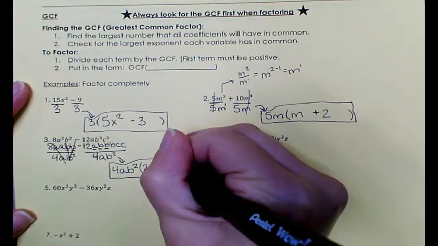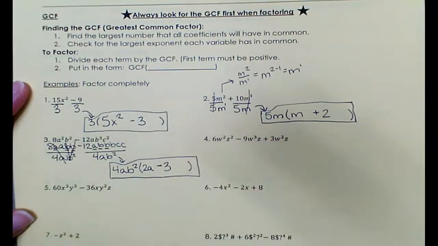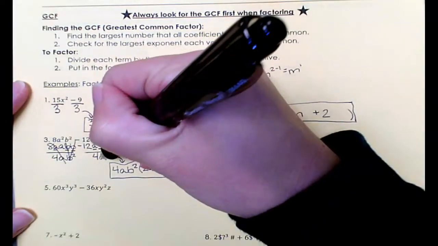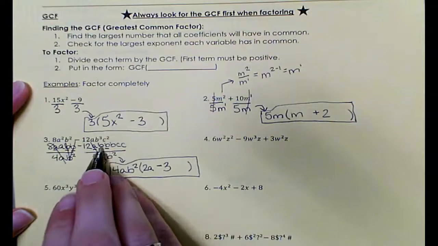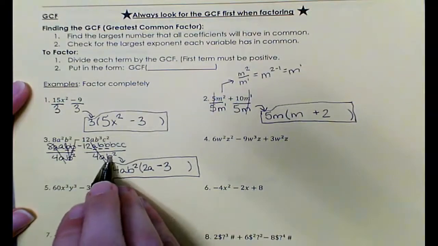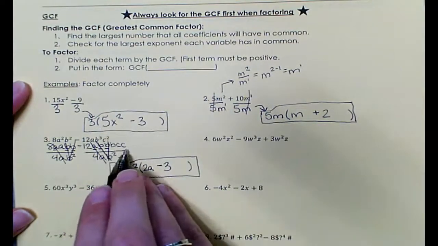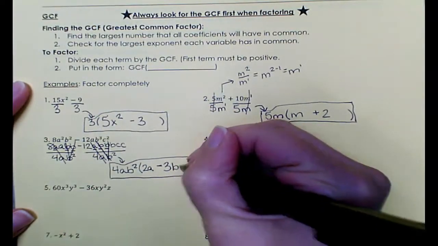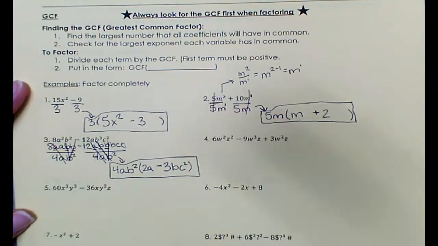Minus 12 divided by 4 is 3. I've got an A and an A that I'm taking out. I've got B times B, which is B squared on the top and B squared on the bottom, so that goes away. But then I've got this left over, so that's going to remain in my term. And then C times C is really C squared.